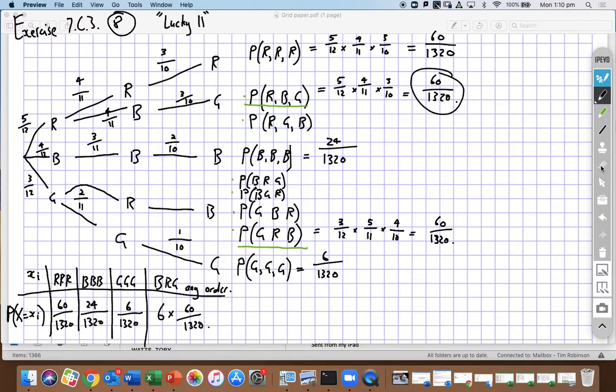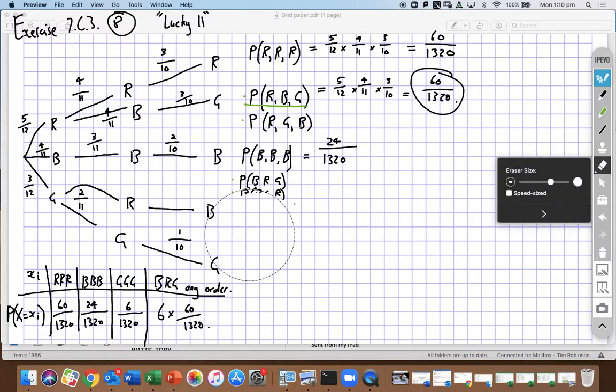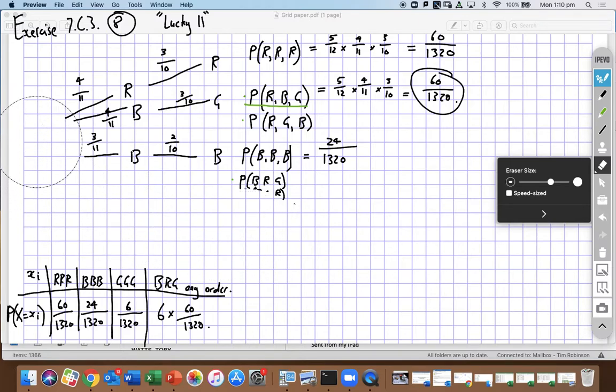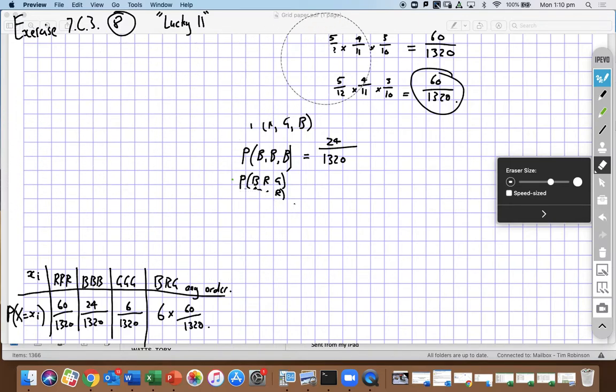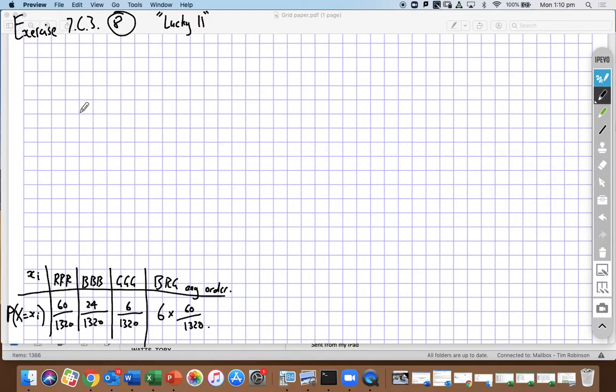And I'm going to do some erasing and try and summarise all of this. So I'm getting rid of my tree diagram because I'm running out of room here. But hopefully you can see how the tree diagram was pretty useful. I just want to think about a win.